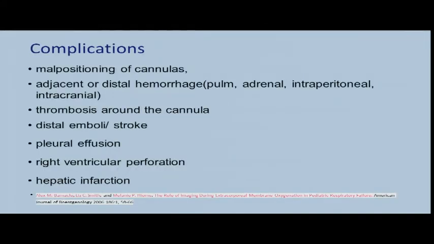What are the possible complications we can have from placement of the cannula of the ECMO device? One, there can be malpositioning. I have some images I can show for that. Also, there is risk for distal hemorrhage or even hemorrhage adjacent to where the ECMO cannula was placed. So we can have hemorrhage in the pulmonary, in the adrenal, intraperitoneal, and like I said, also intracranial. There can also be thrombosis around the cannula, and I'll show an image. Also, distal emboli and stroke, even in neonates, is possible.